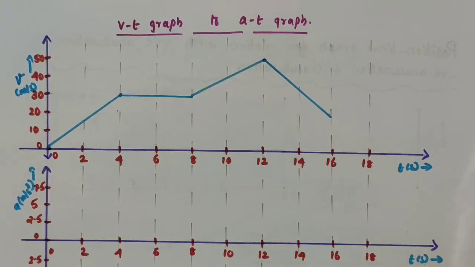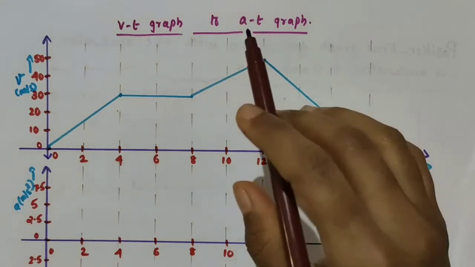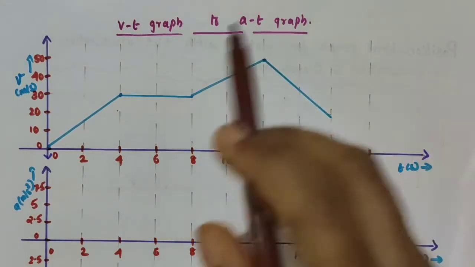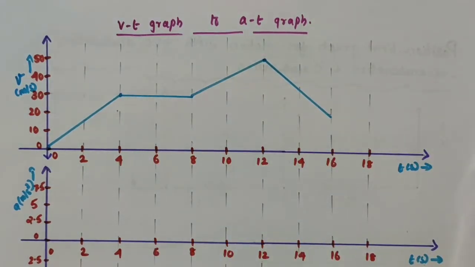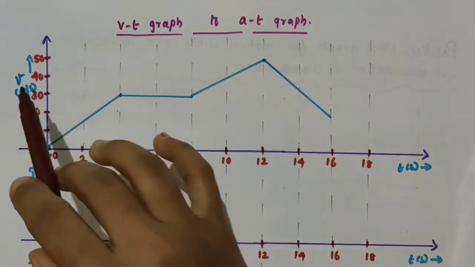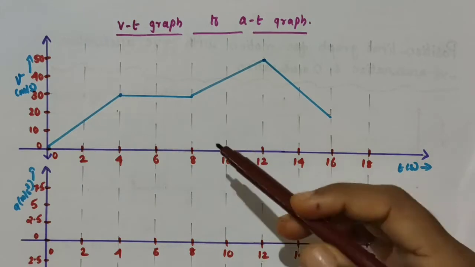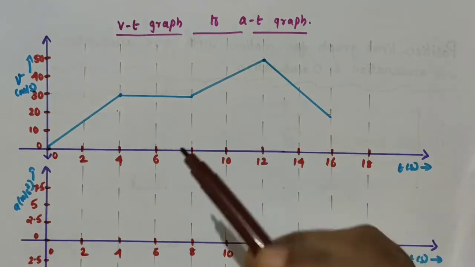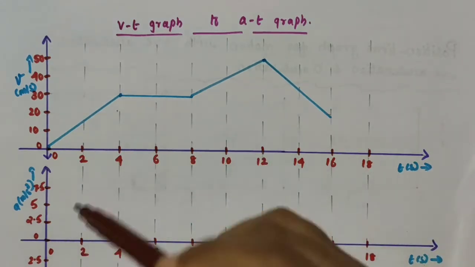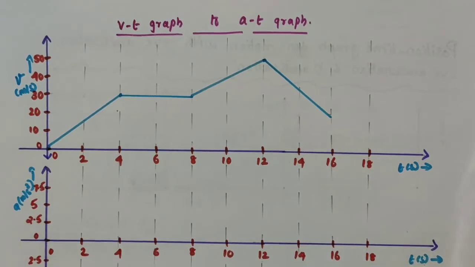Hello everyone. In this video, we are going to talk about how to draw the acceleration time graph from a velocity time graph. So here, consider the velocity time graph shown here. Then how can we draw the acceleration time graph from this velocity time graph? That is what we are going to discuss in this video.